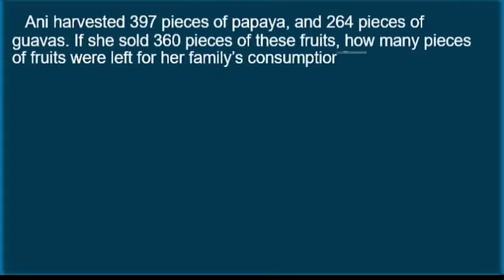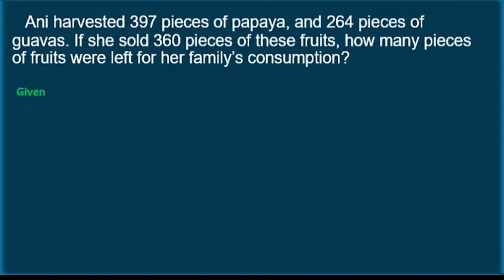Let's look at this example. Hani harvested 397 pieces of papaya and 264 pieces of guavas. If she sold 360 pieces of these fruits, how many pieces of fruit were left for family consumption? You read the question again to understand it better.